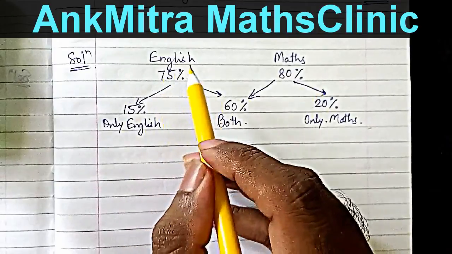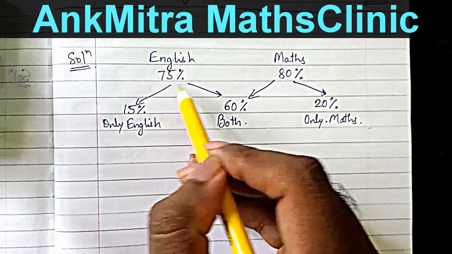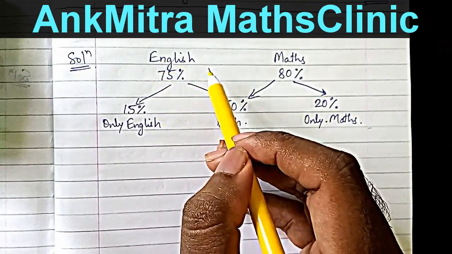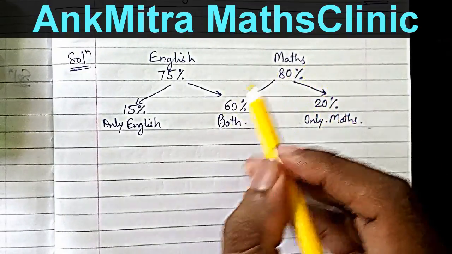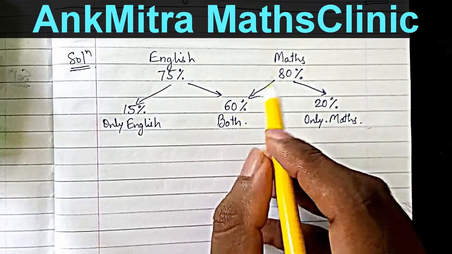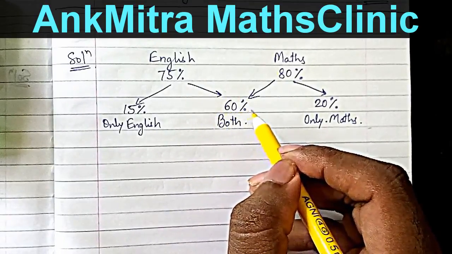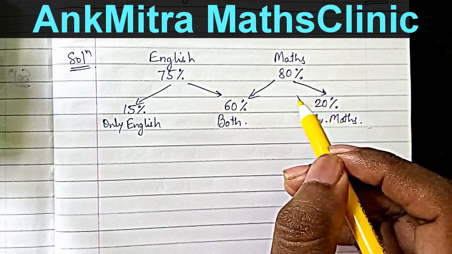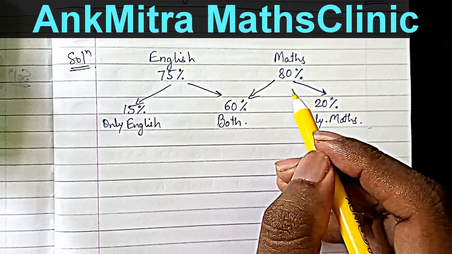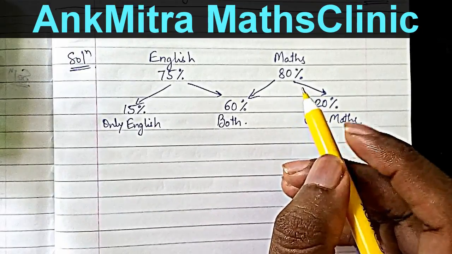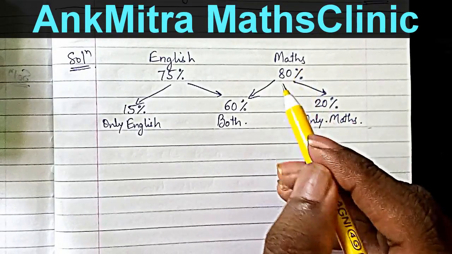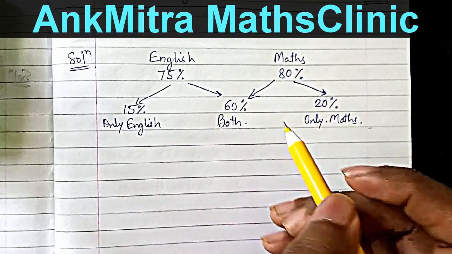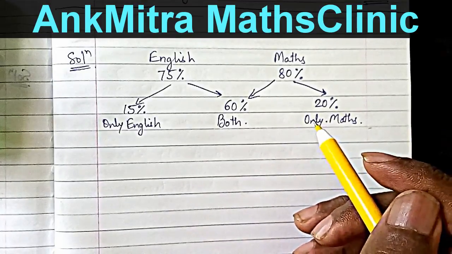Okay, in this question, they have given that 75% of the students pass in English, 80% of the students pass in maths, and 60% of the students pass in both the subjects. And they have also mentioned that 20 students fail in both the subjects. That is, they don't pass in either of the two subjects. So we are supposed to find the total number of students in the class.